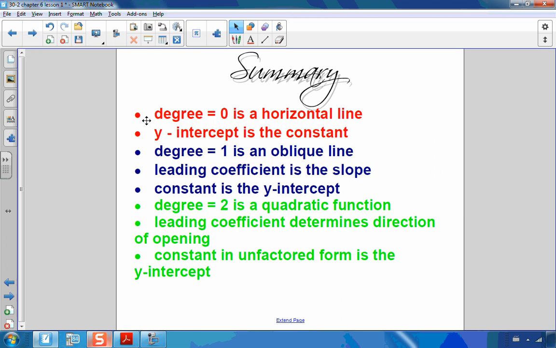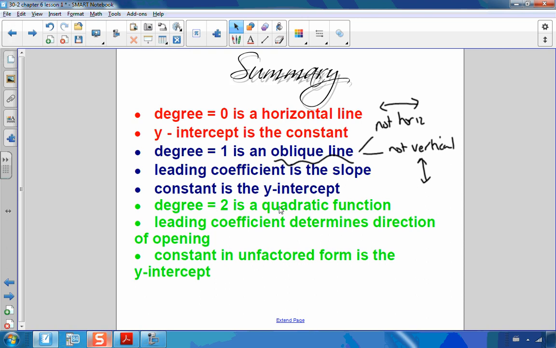So to summarize, degree 0, horizontal line. For any kind of function, the y-intercept is always the constant. If I have degree 1, it's an oblique line. What I mean by oblique is not horizontal and not vertical. So it's kind of on a diagonal. So it's not horizontal and it's not vertical. Again, the constant is always the y-intercept for degree 1.